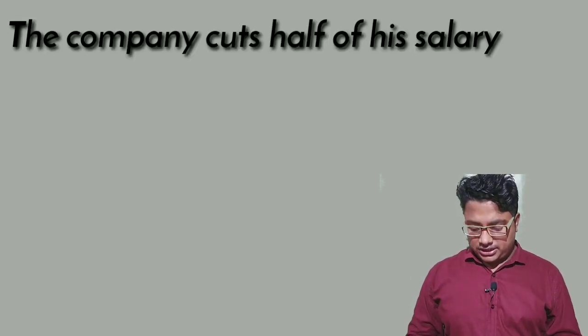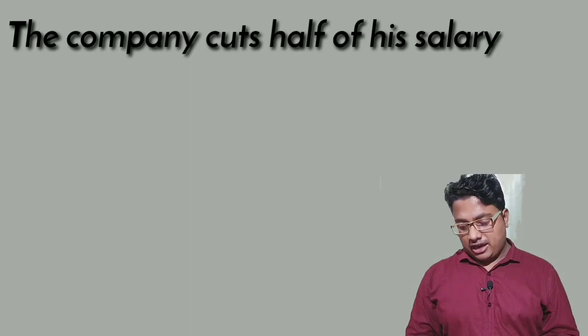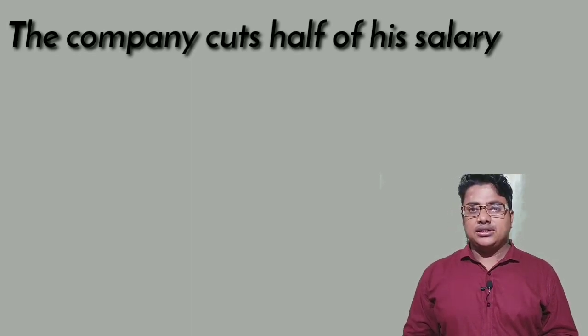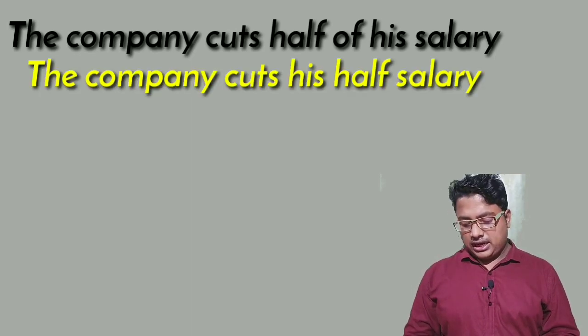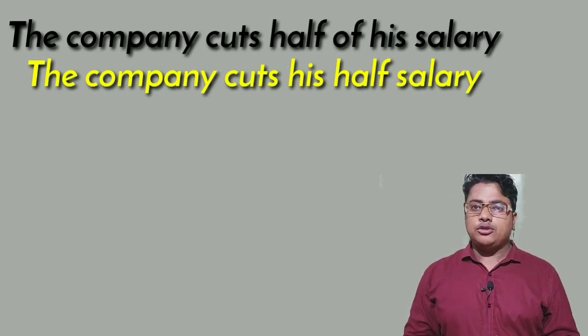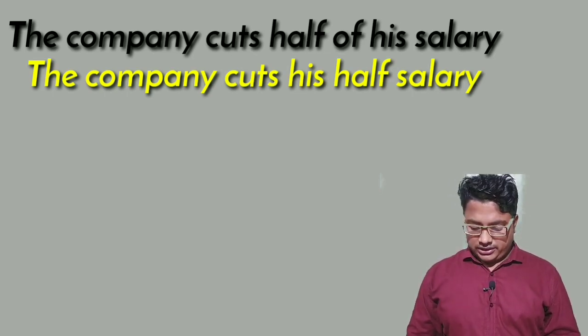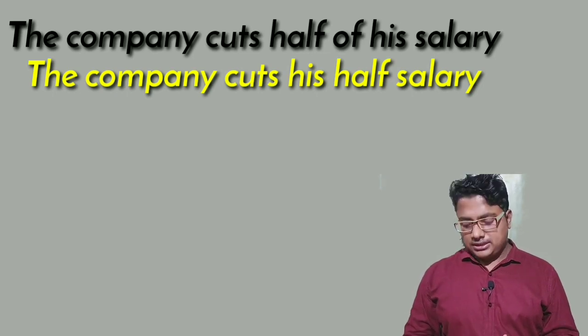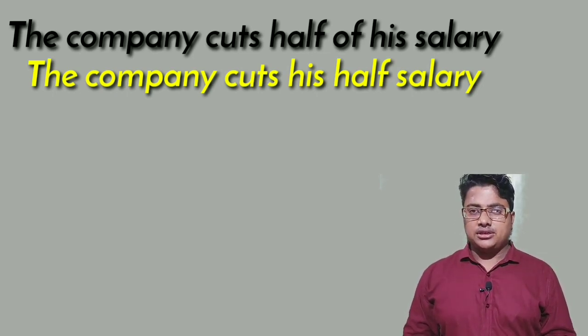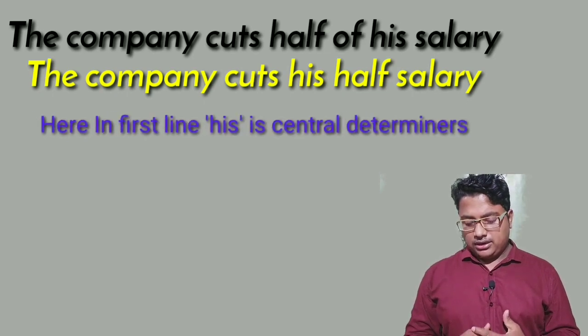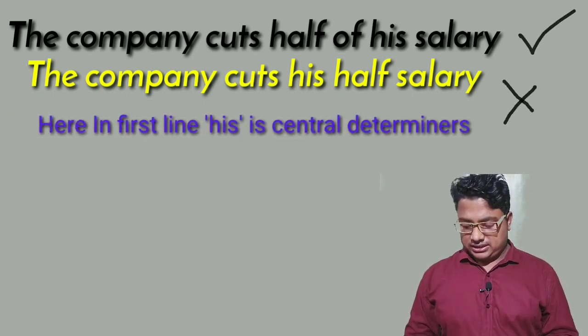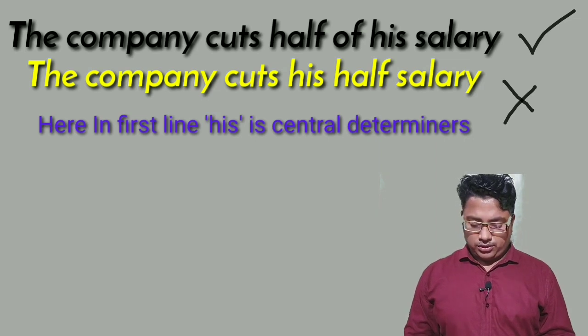Okay, then center determiner. When we use two or more words as a determiner in a sentence, then we follow the central rule. The example of central determiner is the company cuts half of his salary, or the company cuts his half salary. Which sentence will be correct? Of course, we use his as a central determiner. So here we use half of his salaries or wages. It will be the correct sentence.